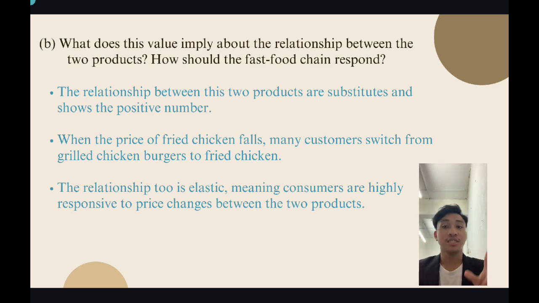Okay, that's number one. The second one is when the price of fried chicken falls, many customers switch from grilled chicken to fried chicken. Alright, you know, right? And the last one is the relationship is elastic, meaning consumers are highly responsive to the price changes between the two products.